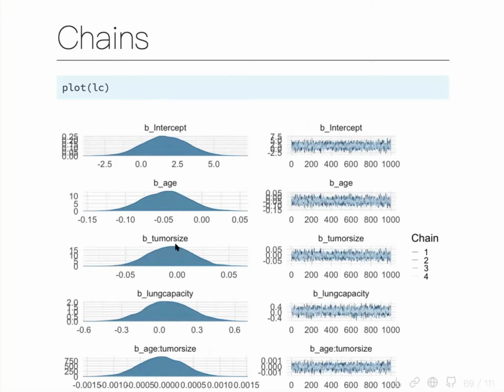And again, these are the density of the posterior distribution for them, right? So you can see like age, 0 is over here. So most of the posterior density is negative. Whereas for tumor size, it's really kind of centered right around 0. And similarly for lung capacity and certainly for the interaction, right? This is 0.0015 and this is negative 0.0015. Okay.